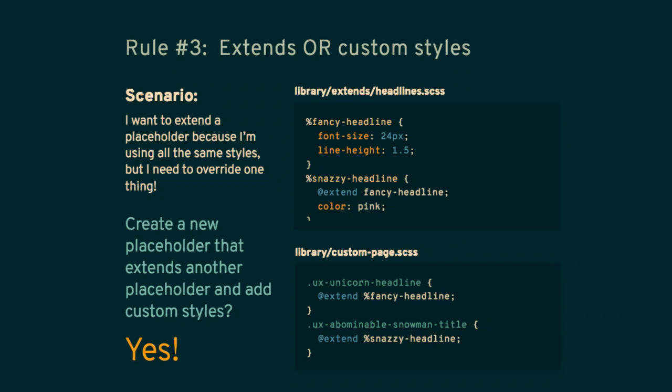And here's the example of how you could do it. You could just create a brand new placeholder for it and extend the original and throw the color on it. And now down in your components, you're just extending one discrete placeholder style.